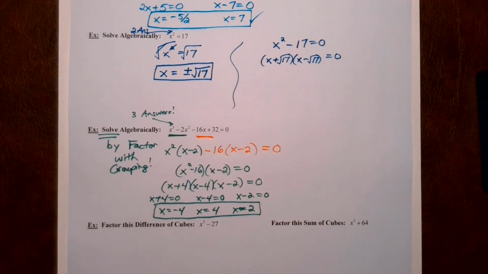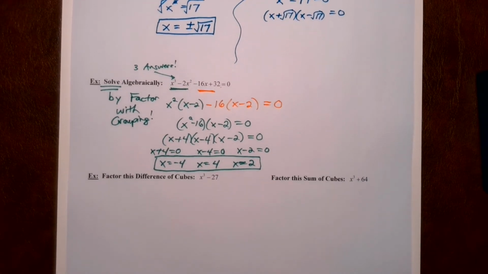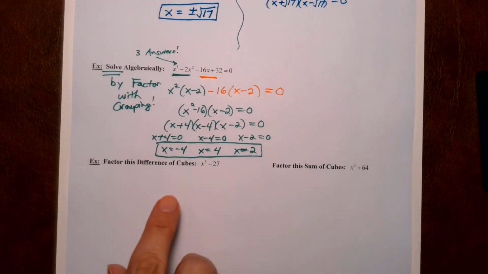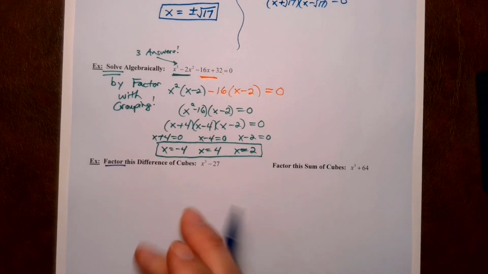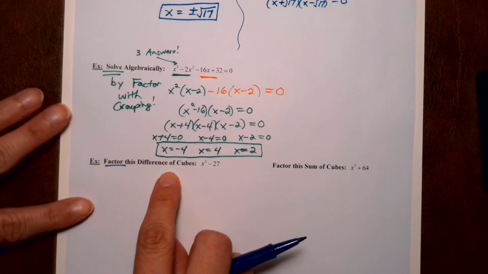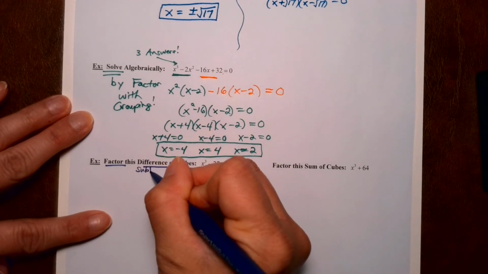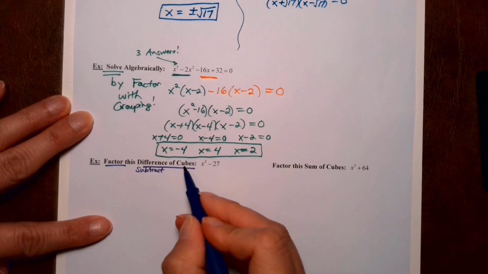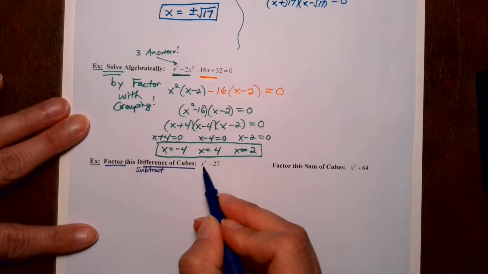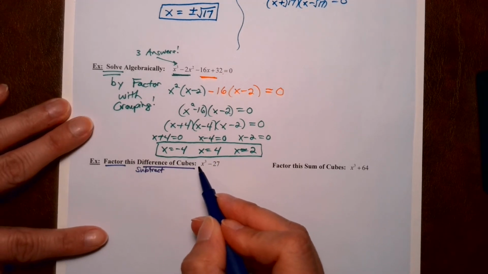Okay. All right, the last thing really isn't solving. This is factoring, but I definitely want to go over how to factor a difference of cubes with you. Okay, a difference of cubes. So difference means that there's a subtraction sign. Okay, and a cubic means that it came from the same number 3 times. X times x times x.